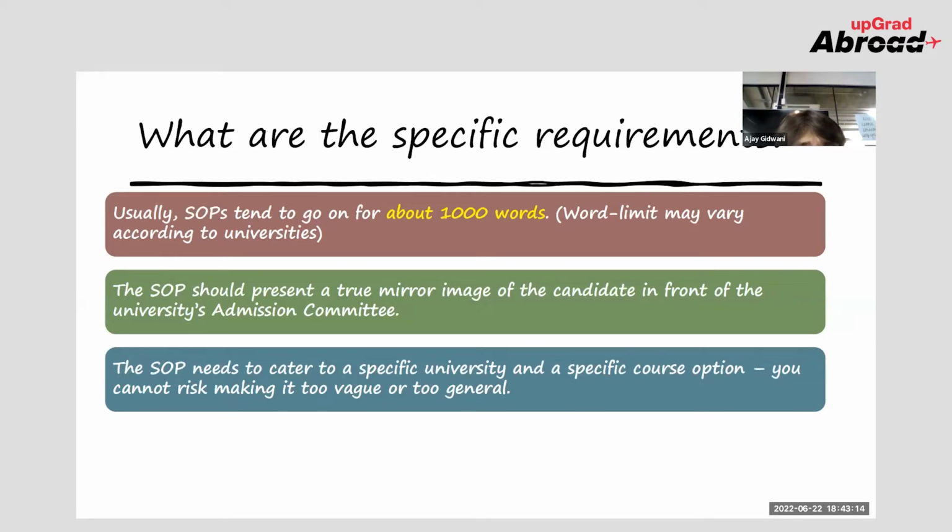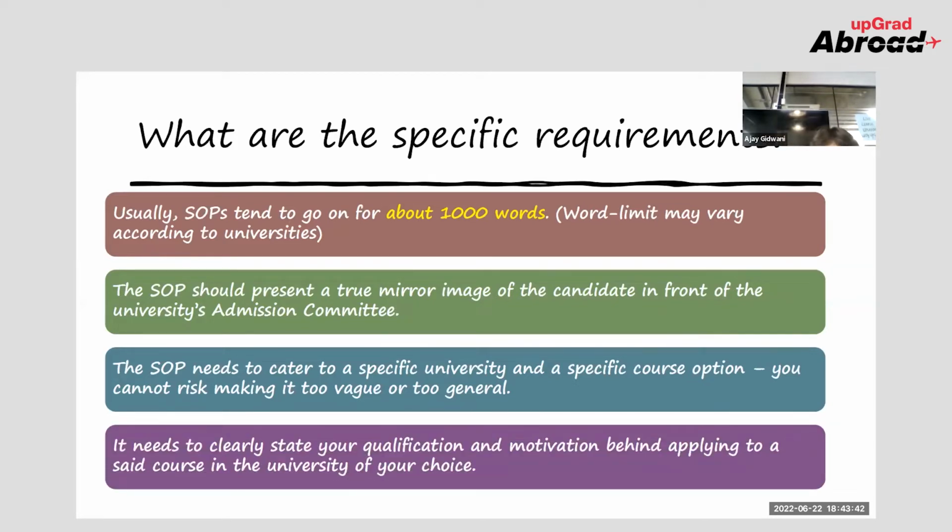The SOP needs to cater to the specific university and a specific course option. Now, one of the problems which I have seen in students is that they make one SOP and then cut, copy, paste it. My dear friend, that is not acceptable. Your SOP needs to be specific for the specific university and for a specific course. It needs to be a tailor-made SOP for an individual university and course.